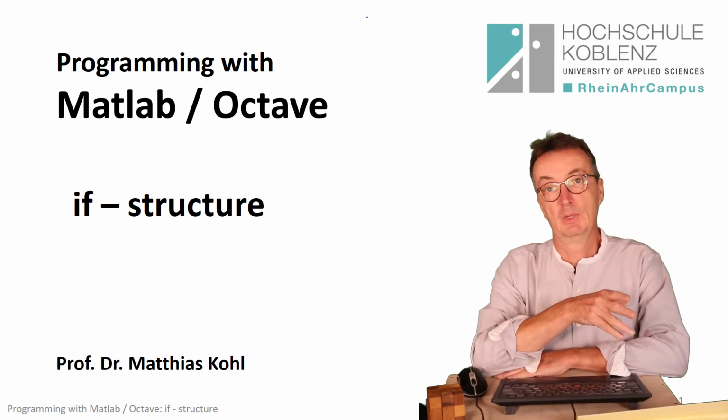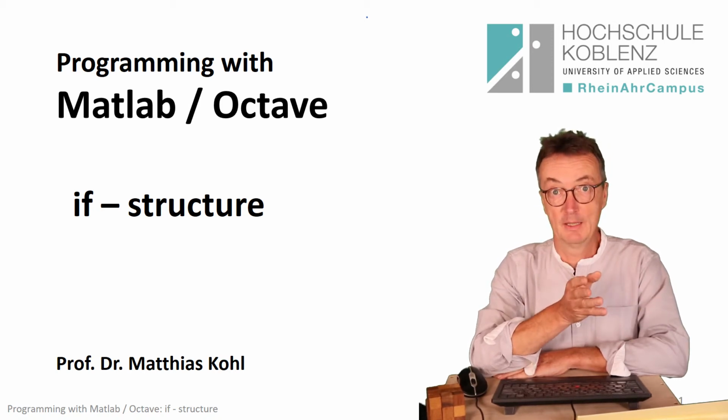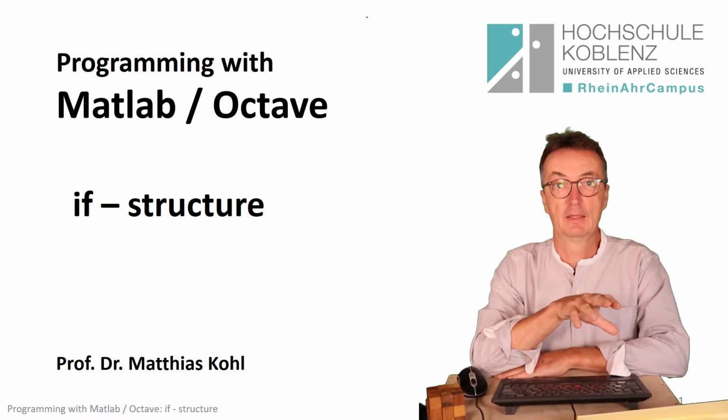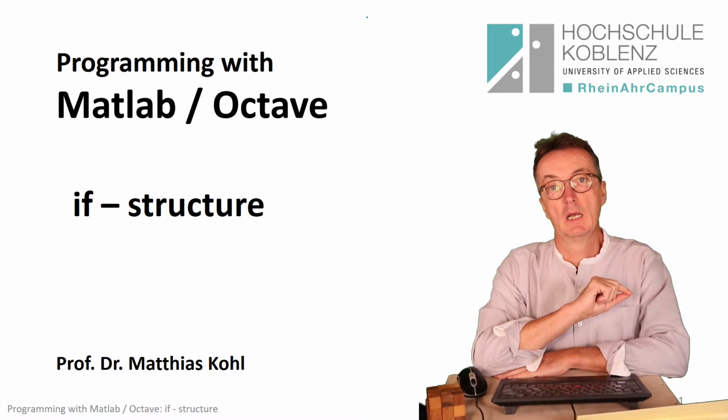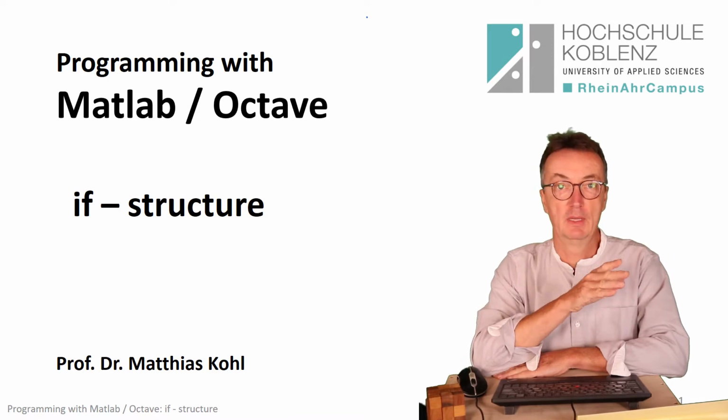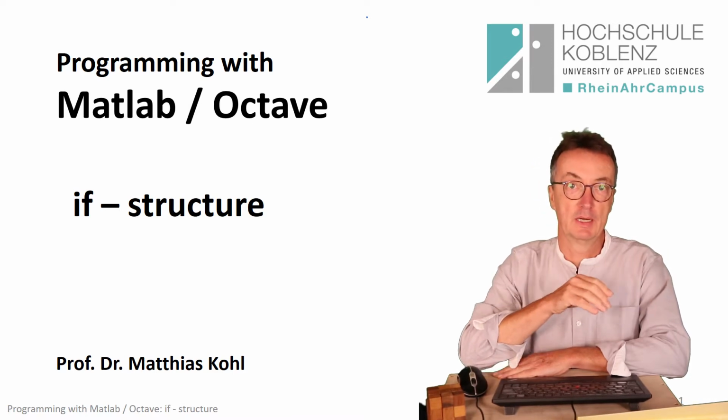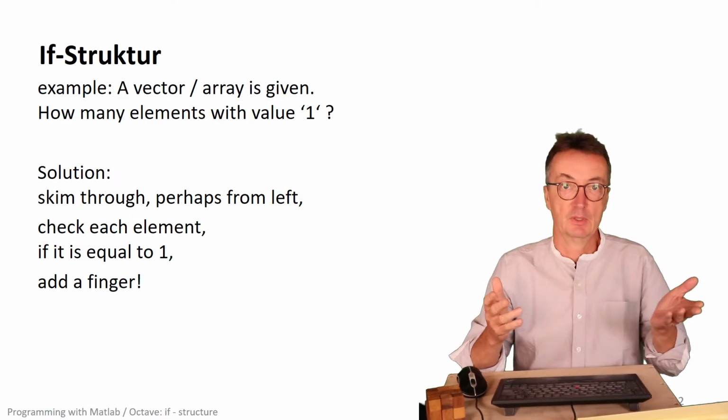In the last chapters, we looked at for and while loops in MATLAB or Octave, and then after that at vectors or matrices. Here we are checking out how the if structure operates. Let's start with an example.